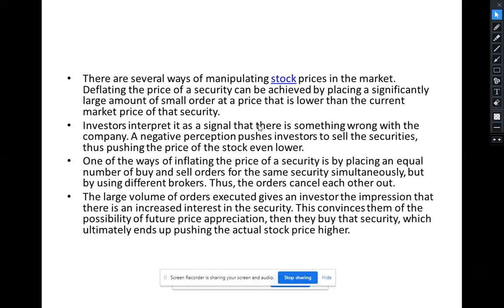There are several ways of manipulating stock prices in the market. Deflating the price of a security can be achieved by placing a significantly large amount of small orders at a price that's lower than the current market price of that security.